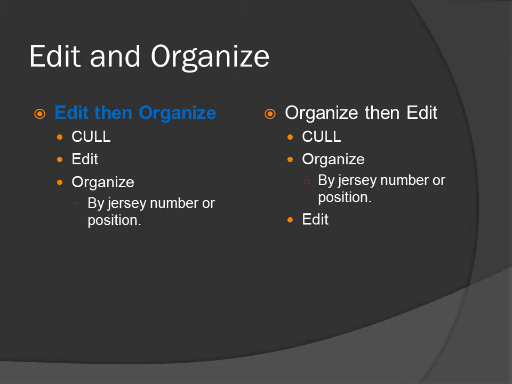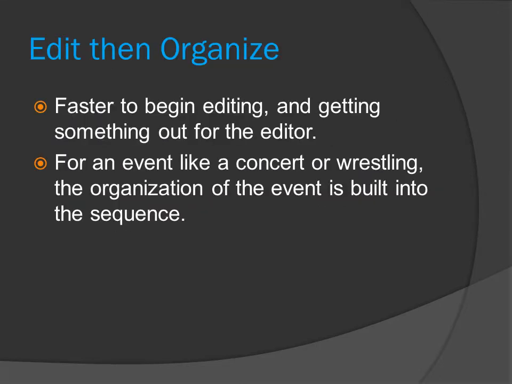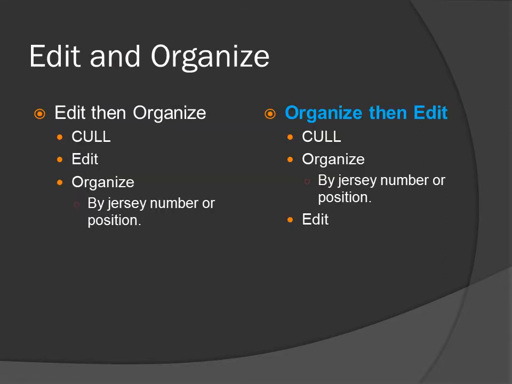Okay, edit, then organize. Cull, edit, then organize. It's faster to begin editing and getting something out for the editor, especially if you're in something like journalism where you need to get a picture out fast. This is probably the way to do it. For an event like a concert or wrestling, the organization of the event is built into the sequence. It is not random. Everything happens in a sequence.